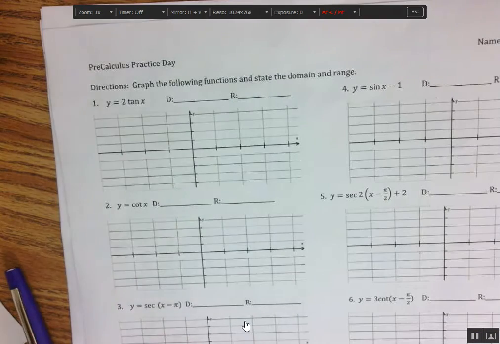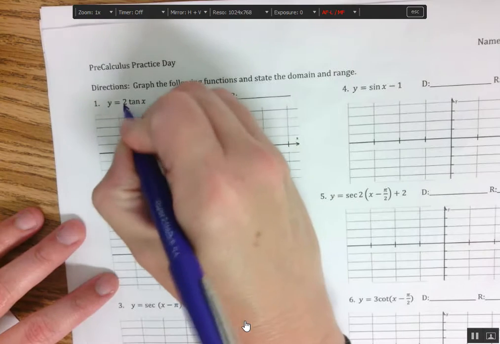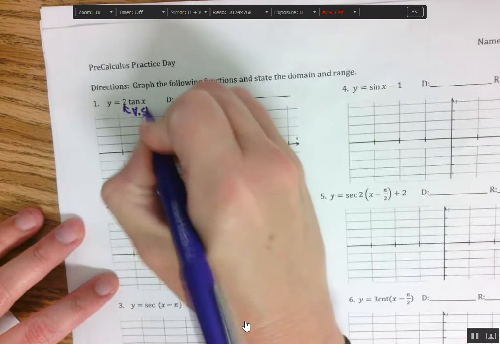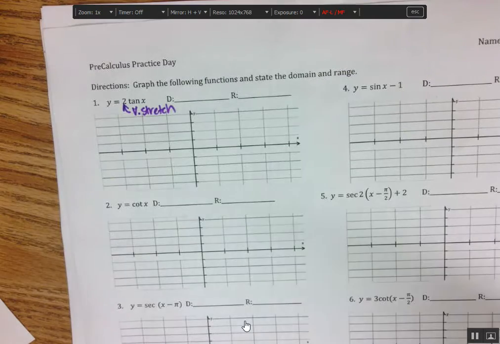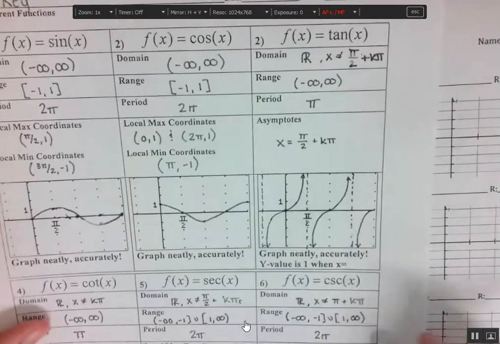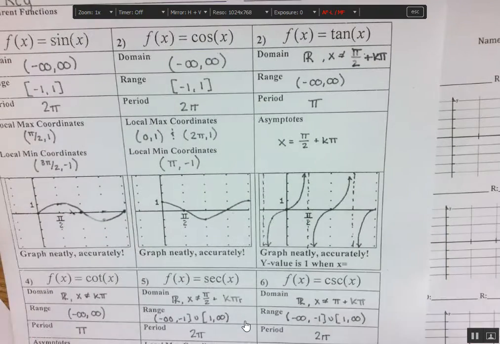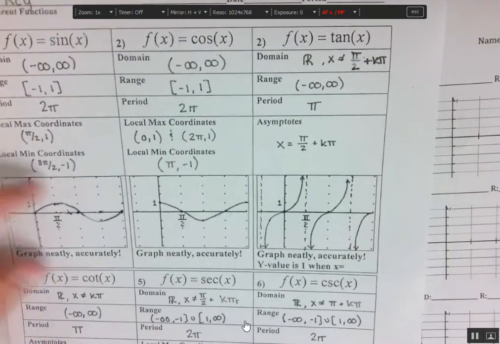All right, so the first one is a tangent transformation, and you have a vertical stretch of 2. A vertical stretch. So you want to think about what your parent graph looks like, and your day 3 homework is helpful. So amplitude is the word that we use for sine and cosine, and vertical stretch works just like amplitude, but it's just not a good word if it's not sine or cosine, okay?